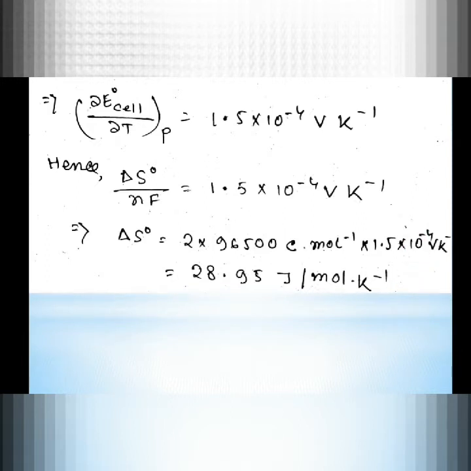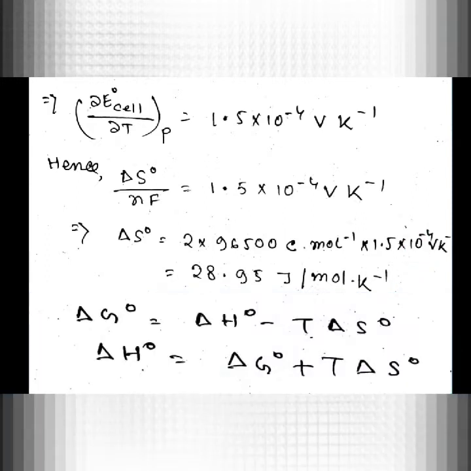Now again we know that ΔG0 is equal to ΔH0 minus TΔS0. Hence ΔH0 is equal to ΔG0 plus TΔS0. We know the value of ΔS0, and we know the value of T. Now we have to know the value of ΔG0, then we can calculate the value of ΔH0.